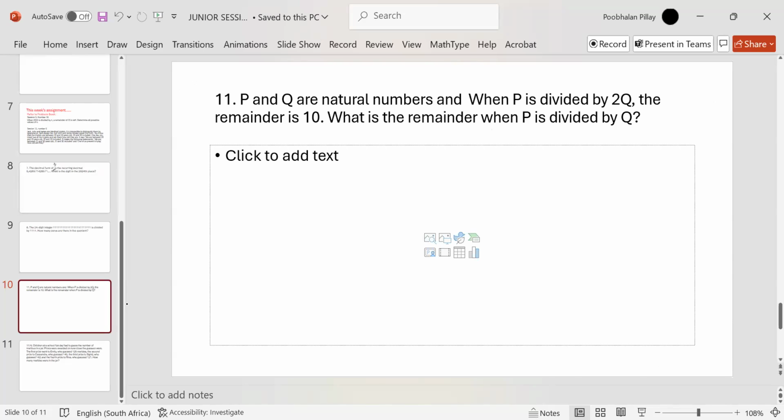P and Q are natural numbers. When P is divided by 2Q, the remainder is 10. What is the remainder when P is divided by Q?